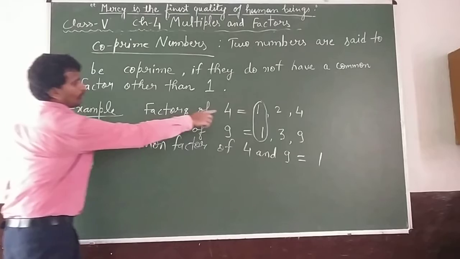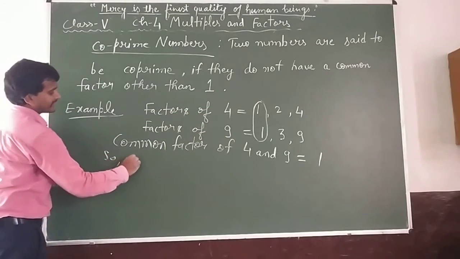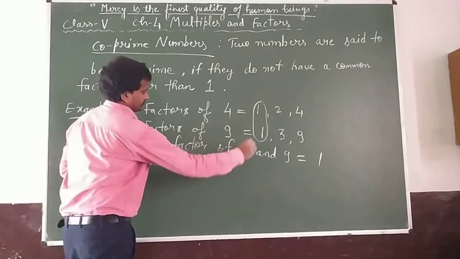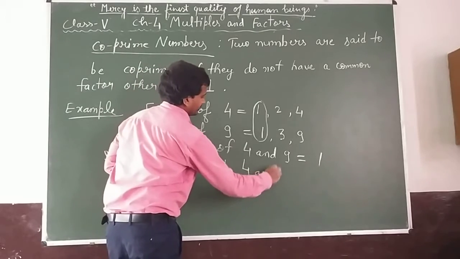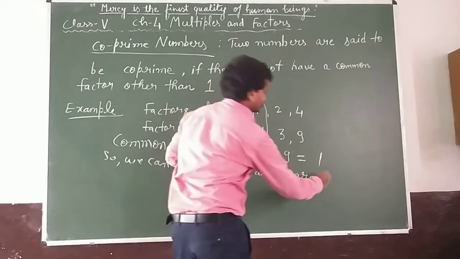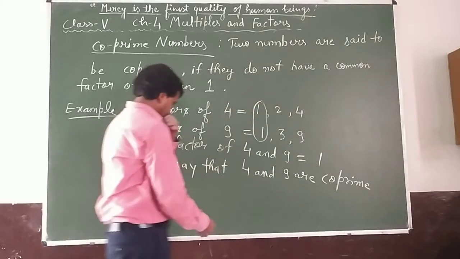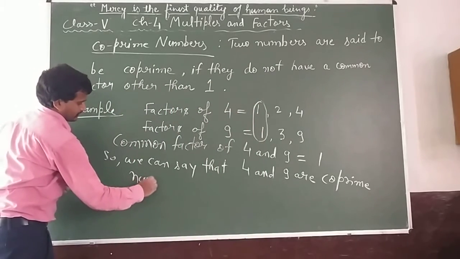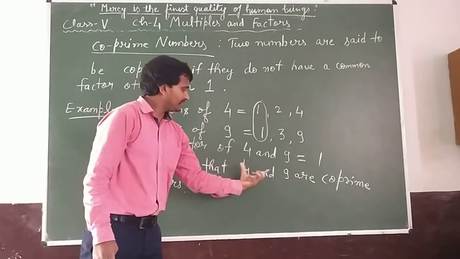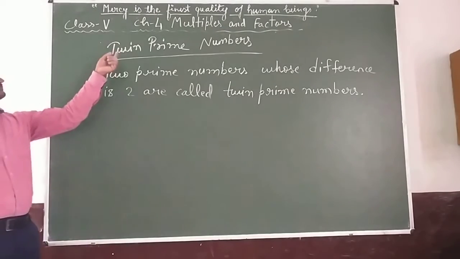So we can say that 4 and 9 are co-prime numbers, because these numbers have only one as a common factor.